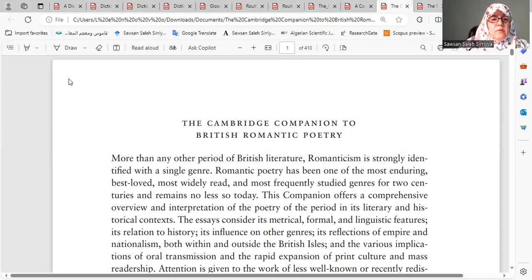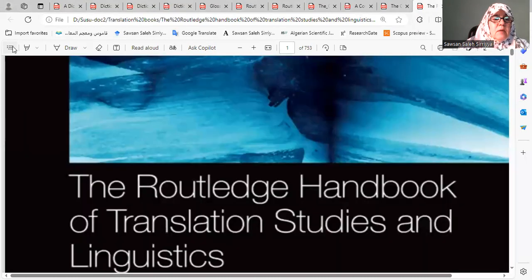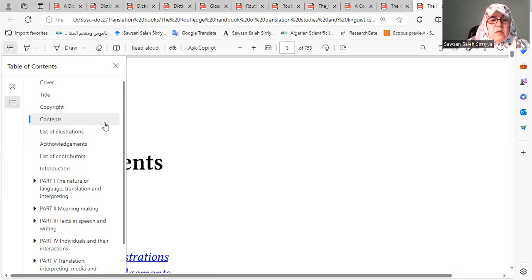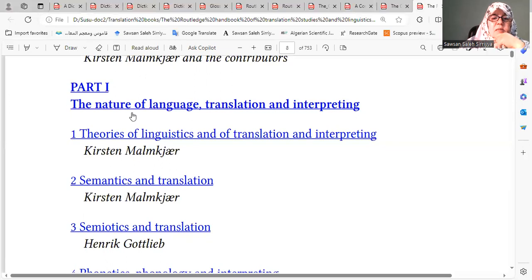the Cambridge Companion to the, I go to the table of contents. There is no table of contents here. If I go to the table of contents here, list of contributors, introduction, contents. If I go to the contents, I look for my topic. Do I find it? This is the nature of language, translation, and interpreting. Probably I'm writing about the relation between language and translation, so I go there. Theories of linguistics and translation and interpreting, semantics and translation. For example, those who are writing about translation and meaning. This could be a good example.